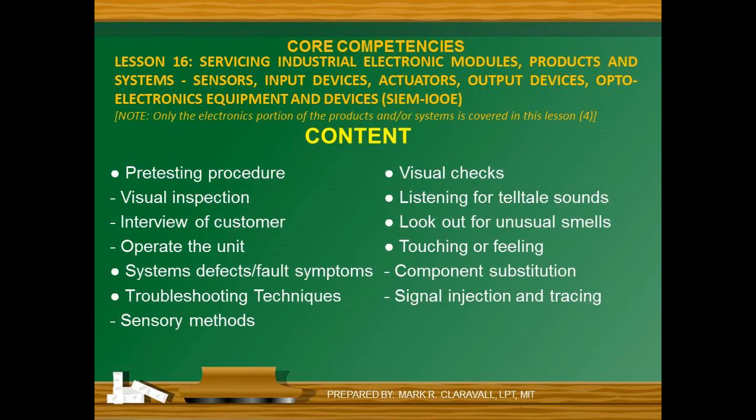Core competencies. Lesson 16, servicing industrial electronic modules, products and systems, sensors, input devices, actuators, output devices, optoelectronics equipment and devices, NCII. Note, only the electronics portion of the products and/or systems is covered in this lesson. 4. Content. Pre-testing procedure. Visual inspection. Interview of customer. Operate the unit. Systems defects/fault symptoms. Troubleshooting techniques.